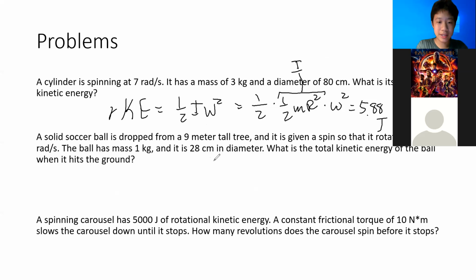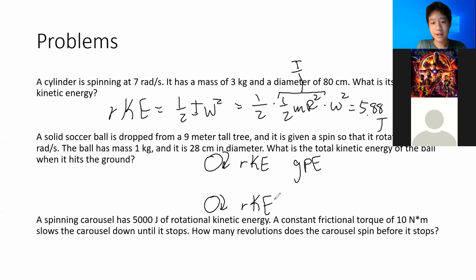So let's take the initial point. The ball is spinning, so it has rotational kinetic energy along with gravitational potential energy. At the final position, it's still rotating. Its rotation is unaffected by the fall, and it has rotational and translational kinetic energy. So this is one of the situations where the object has both types of energy.